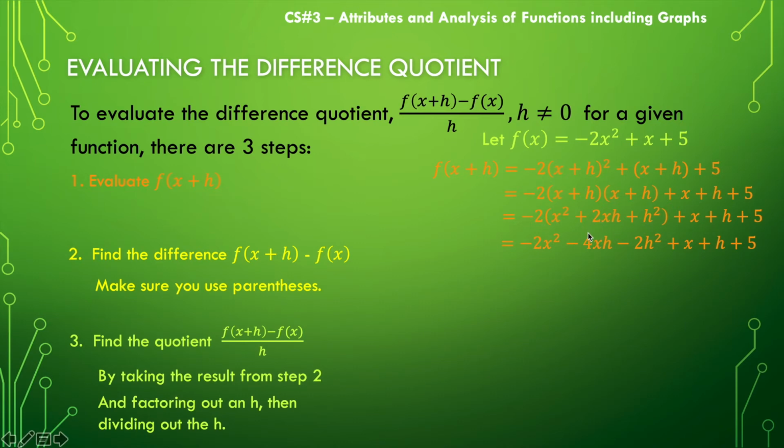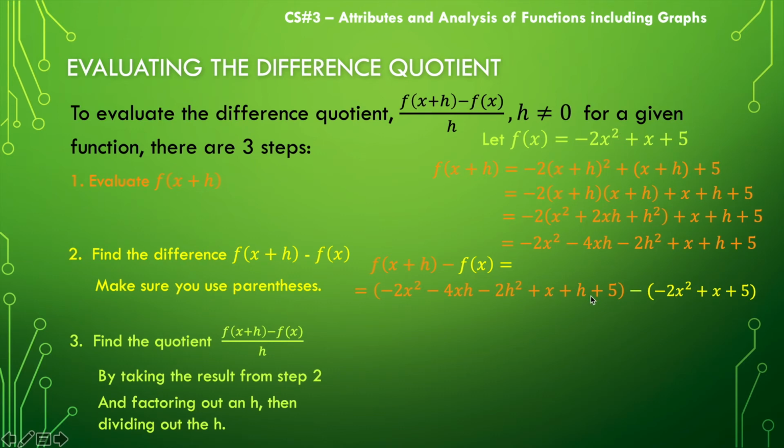We have found f of x plus h. Now what we're going to do is take that f of x plus h and subtract from it f of x. We're going to subtract this negative 2x squared plus x plus 5. So let's do that. f of x plus h minus f of x will look like this. Now I've color-coded this so you can see the different parts. f of x plus h is all in orange here, and that's what we did right here. And f of x is what we were given as our original function.